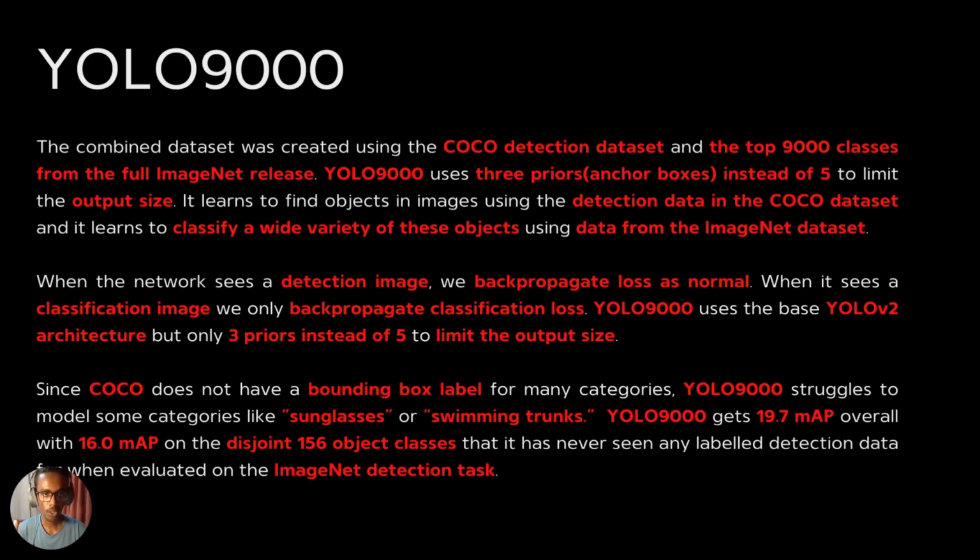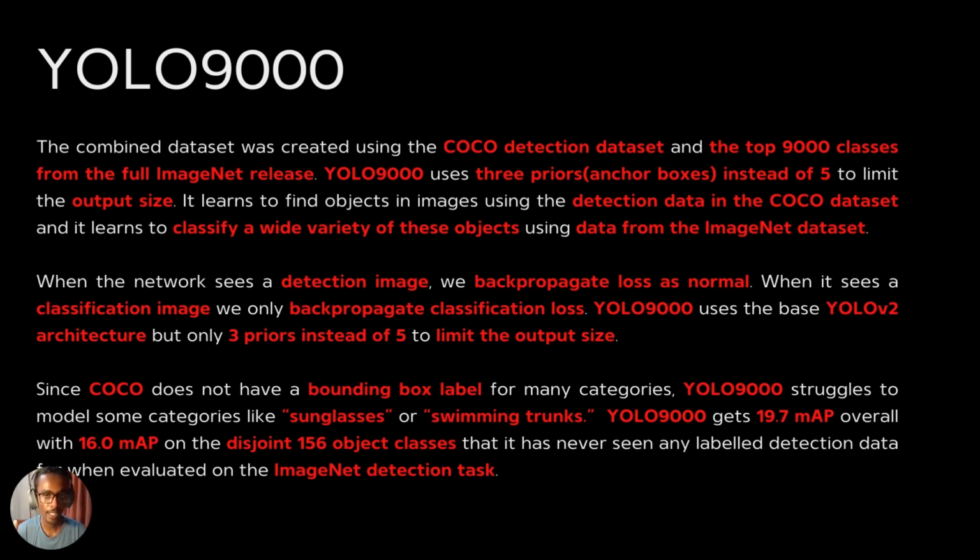So the combined dataset was created using the COCO detection dataset and the top 9,000 classes from the full ImageNet release. YOLO9000 uses 3 prior anchor boxes instead of 5. When we selected the number of anchor boxes earlier, we actually used 5, but in YOLO9000, 3 anchor boxes was selected as the better option because it reduces the output size. It learns to find objects in images using the detection data in the COCO dataset, and it learns to classify a wide variety of these objects using data from the ImageNet dataset.